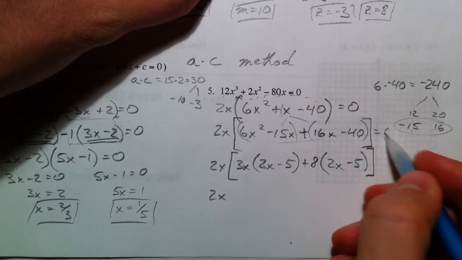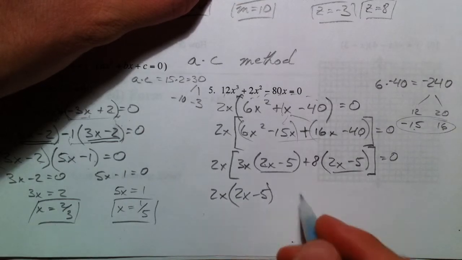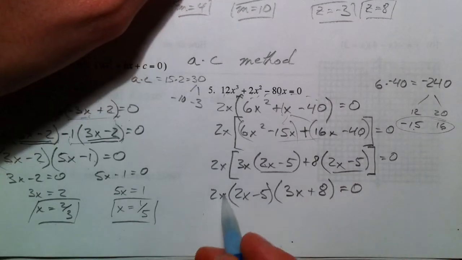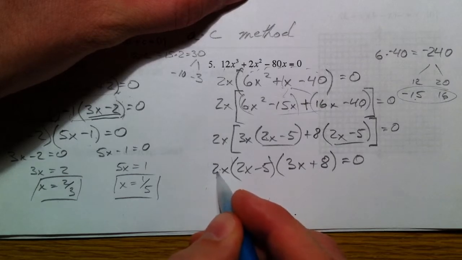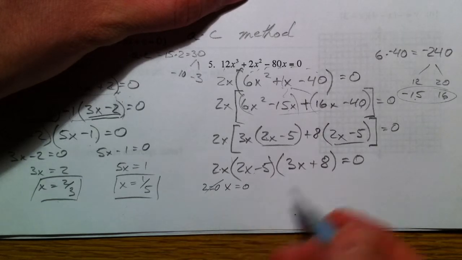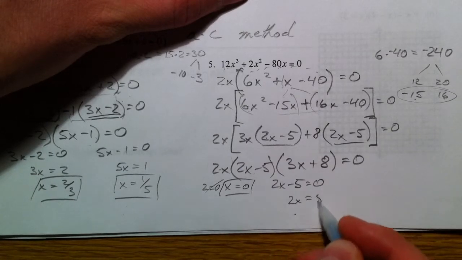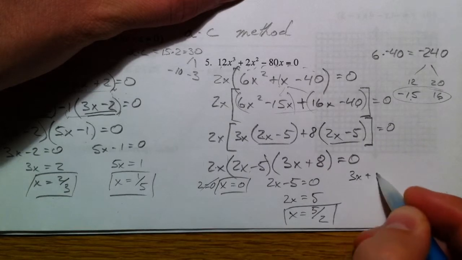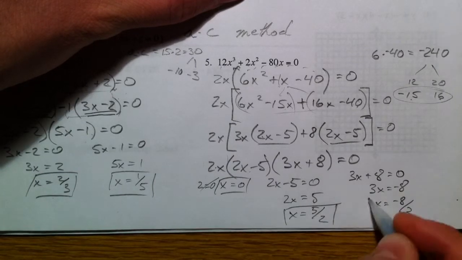Now we have this 2x hanging out in front. And we're going to factor out 2x minus 5 and 3x plus 8. Now, this is technically not a quadratic. I just wanted to show you that sometimes you can get this dangling x out front that could also equal 0. So now you have 2 times something times something times something. So either x equals 0, or 2 equals 0, which doesn't matter because it doesn't equal 0. So x equals 0, 2x minus 5 equals 0. Add the 5, divide by 2, 5 halves or 2 and a half. And 3x plus 8 equals 0, so 3x equals negative 8, so x equals negative 8 thirds.